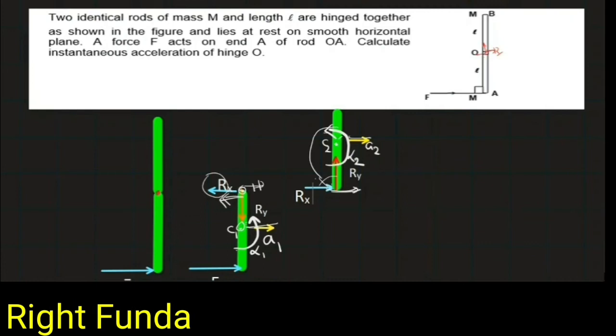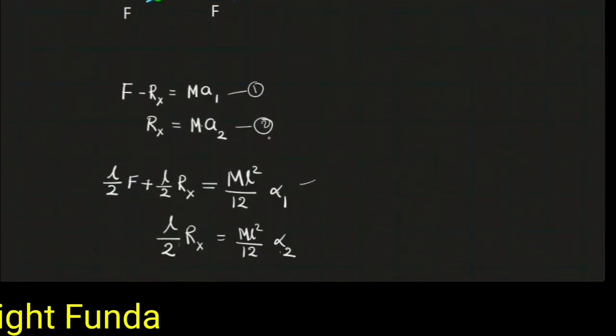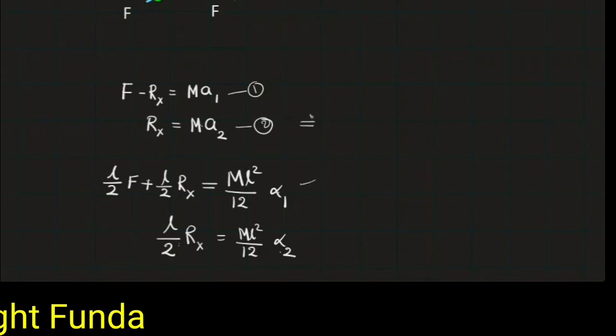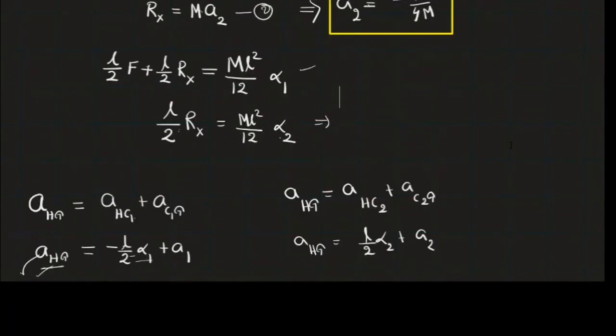Now once I got the Rx value from this equation, I can calculate the A2 value, A1, A2 I can calculate. So I can get A2 is equal to Rx, equal to minus F by 4, and this M goes to this one. So this will be F by 4 by M. So I calculated A2 is equal to minus 4 F by 4M. And from this we can calculate the value of alpha 2.